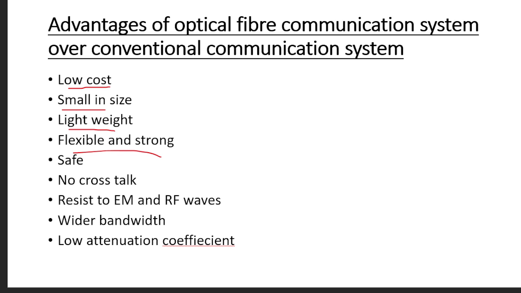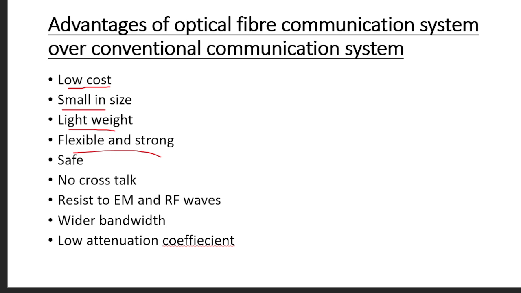Now the next advantage is no crosstalk. As the photons are trapped in the core and cannot leak out, the chances of crosstalk are reduced. Now the next advantage is resistance to electromagnetic waves and radio frequency waves. As the light propagates in the form of photons and the photons are electrically neutral, the signal will not be affected by electromagnetic waves and radio waves, so the noise gets reduced.